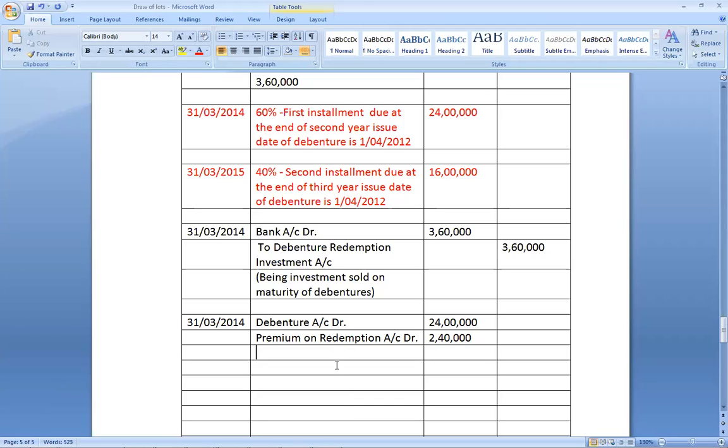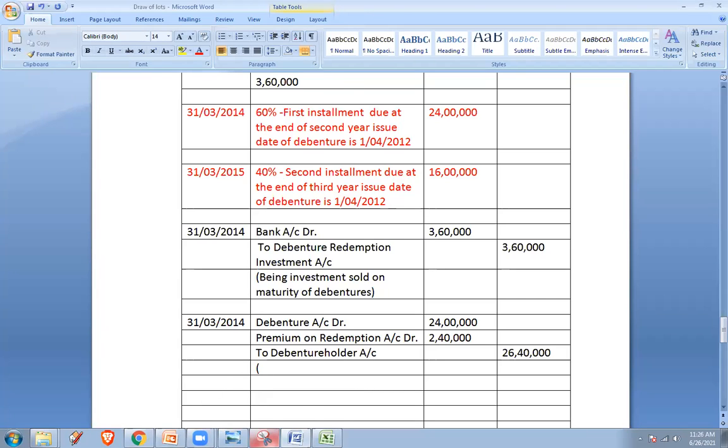Okay, so to whom do we have to pay? Somebody is waiting. The debenture holder is a creditor, so he will come on the credit side. Make a total: 26,40,000. I will write debenture holder, being debenture due on first installment.